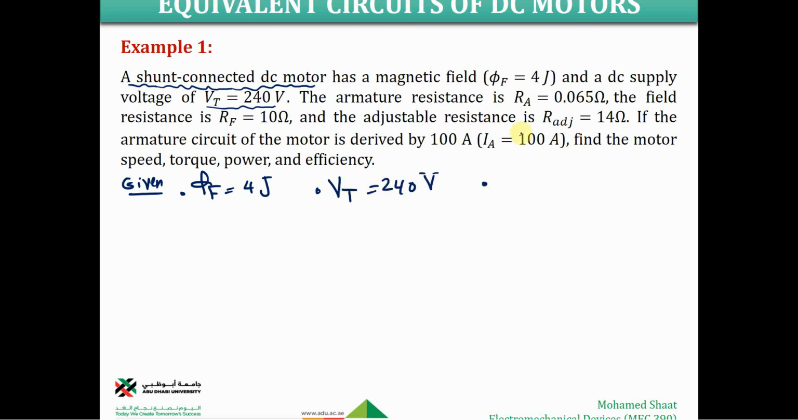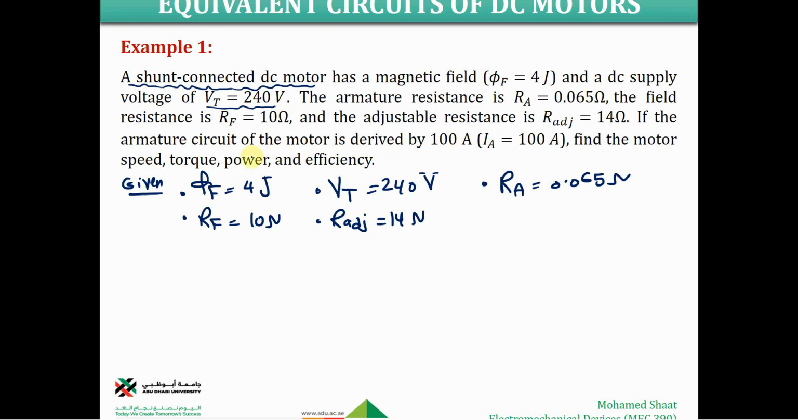And the armature resistance is given by RA equals 0.065 ohms, and the field resistance RF is given by 10 ohms, in addition to the adjustable resistance, which is RADJ equals 14 ohms, if the armature circuit of the motor is driven by 100 ampere.